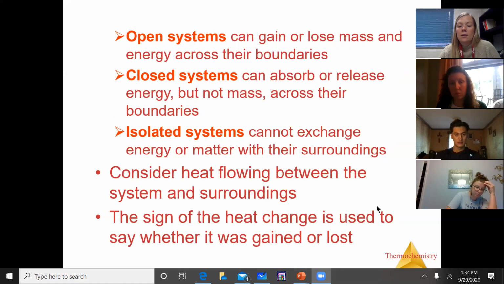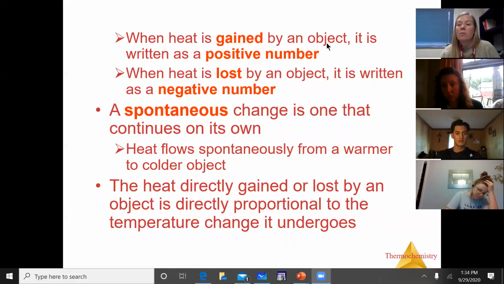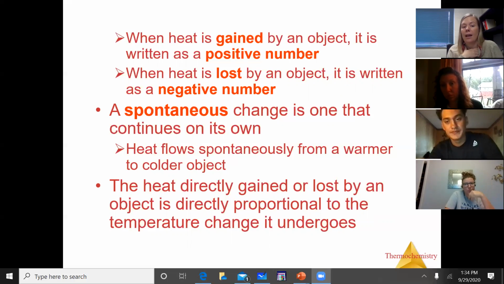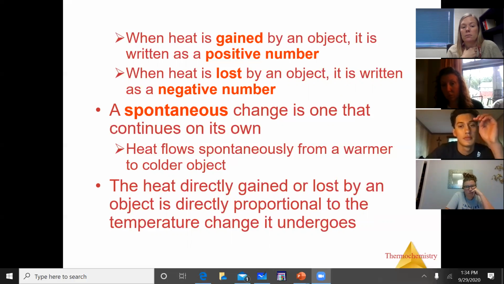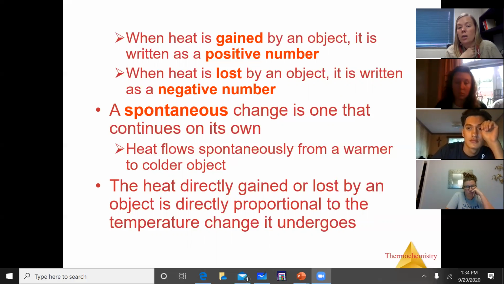So the sign of heat change is used to say whether we're gaining or losing heat. We've already gone over this, but when heat is gained by an object, we give it a positive number. When heat is lost by an object, we give it a negative number. A spontaneous change is a change that occurs on its own. One example of spontaneous change is that heat flows spontaneously from warmer to colder objects. Also, pressure moves from higher to lower pressure environments.